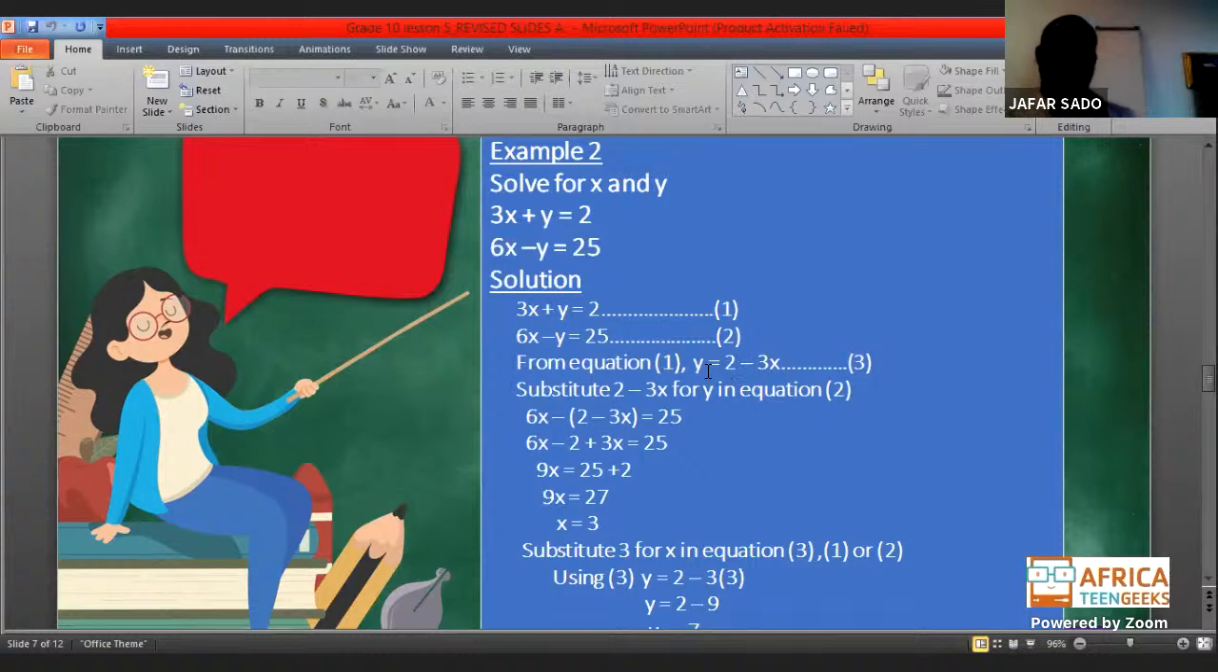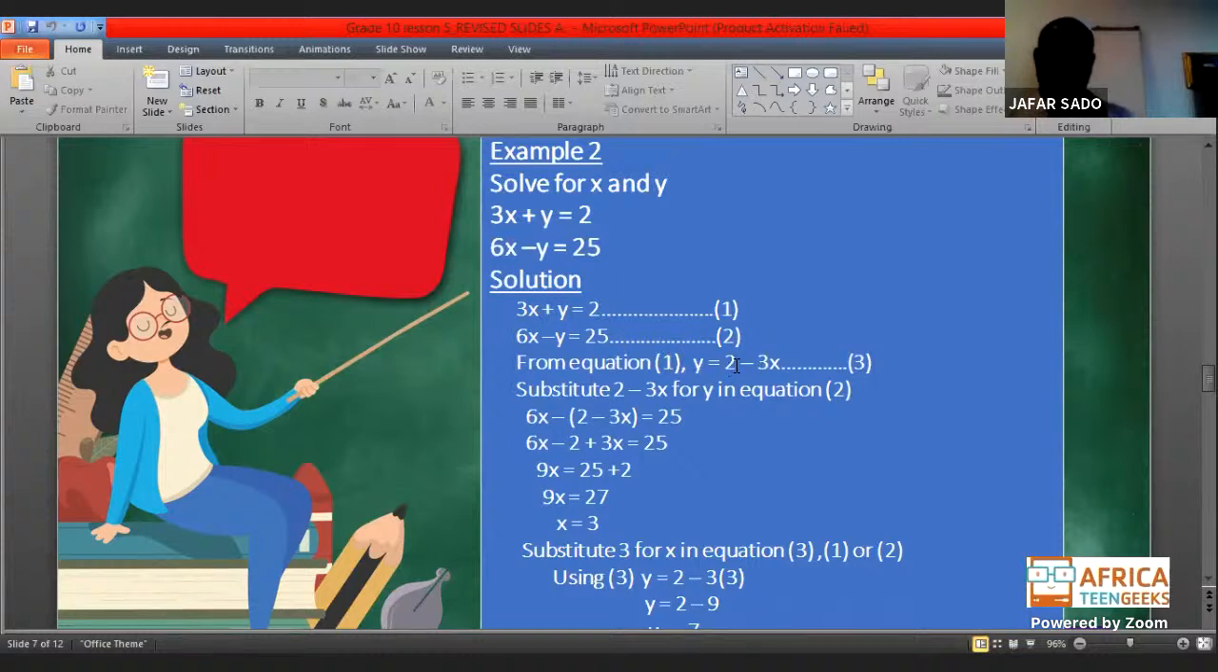All right, so the first step is label your equations as equation 1 and equation 2. And then the second step, make one of the variables the subject of the formula. And after doing that, substitute the formula for that variable. So now our y is equals to 2 minus 3x. So we're going to substitute 2 minus 3x for y. In which equation? In equation 2. Why? Because we got this from equation 1.